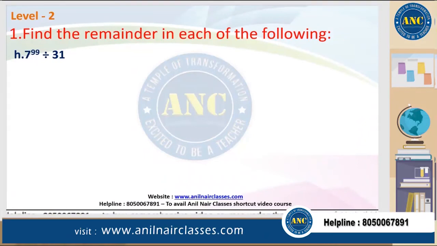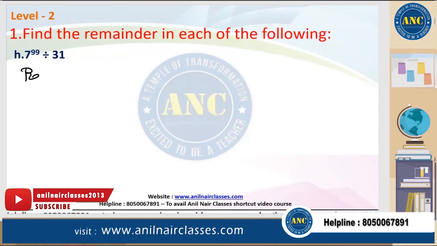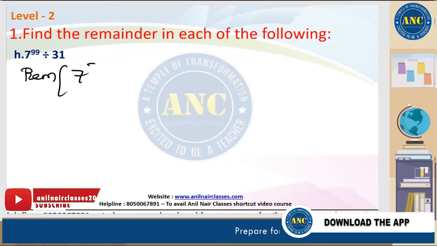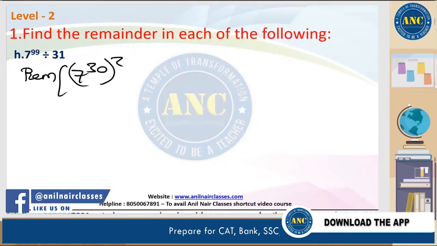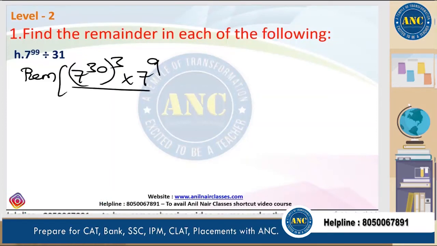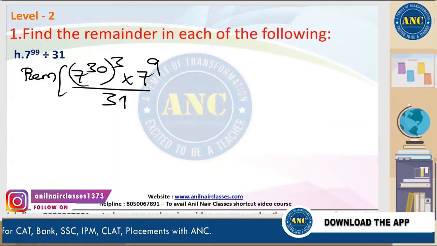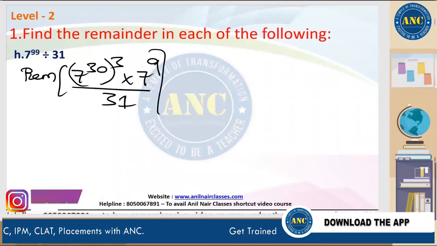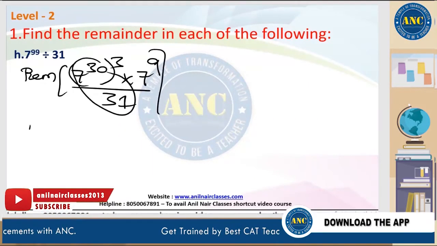Next one, 7 power 99 divided by 31. I am sure you can solve this question. 7 power 99, directly you will write 7 power 30 power 3 into 7 power 9 divided by 31. Are you all with me, sir? So this you can solve.